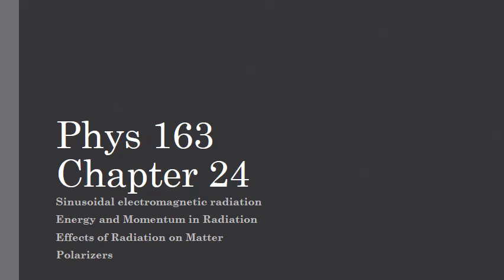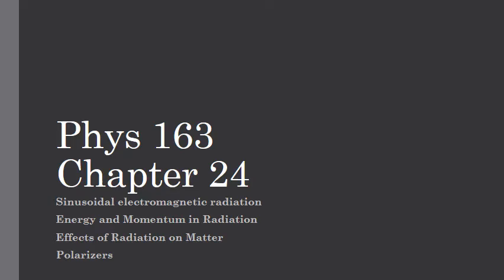Okay, welcome to the Physics 163 podcast for Chapter 24. We're going to talk about sinusoidal electromagnetic radiation, its causes. We're going to talk about how to describe energy and momentum in radiation. We're also going to discuss the effects of radiation on matter. And then we'll talk about polarizers. It's a special type of matter that affects electromagnetic radiation.